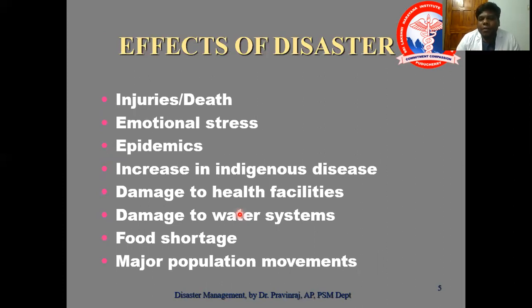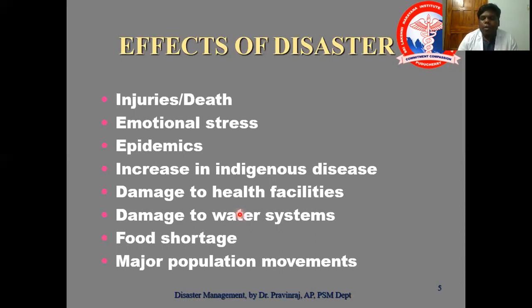So what are the effects of disaster? There will be injuries, then there will be death. Another thing is emotional stress among the people. Then epidemics can occur. Why? There will be cross contamination of water or causes of any diseases of that particular area. They can get boosted up because of the vulnerability that happens in that place.